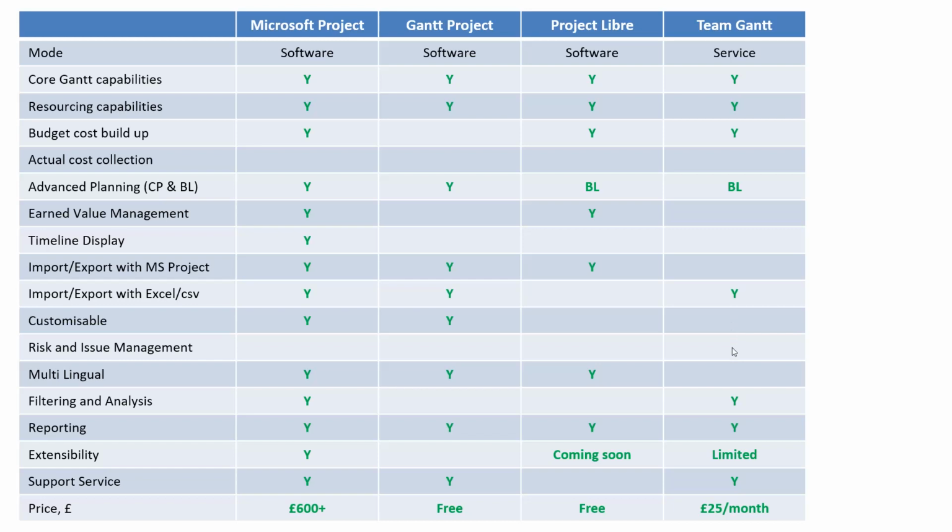Not really as customizable, as many of the SaaS tools are not, because they are an absolutely standard vanilla thing. Everybody's getting the same thing. No risk and issue management, actually, which is a bit of a surprise, because Team Gantt does offer some other project management type capabilities. It has document management in it, for example. But it doesn't really offer risk and issue management very well. Doesn't appear to be multilingual. You may get some browser type translations, but we couldn't see anything about that as we looked through it.